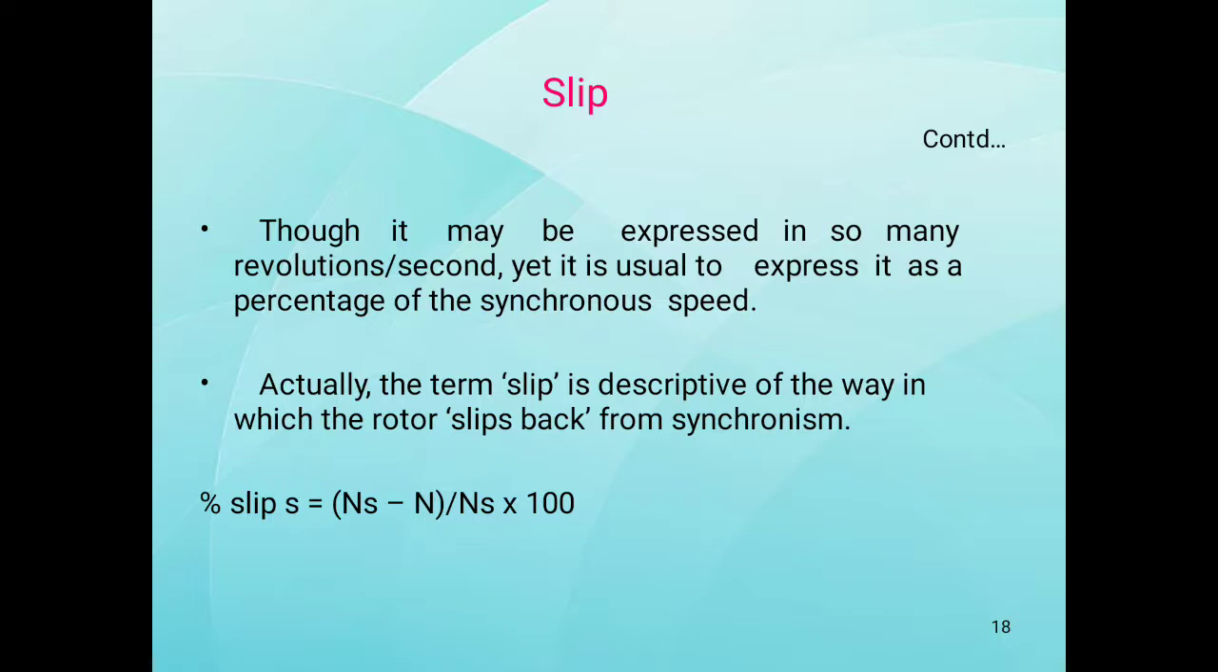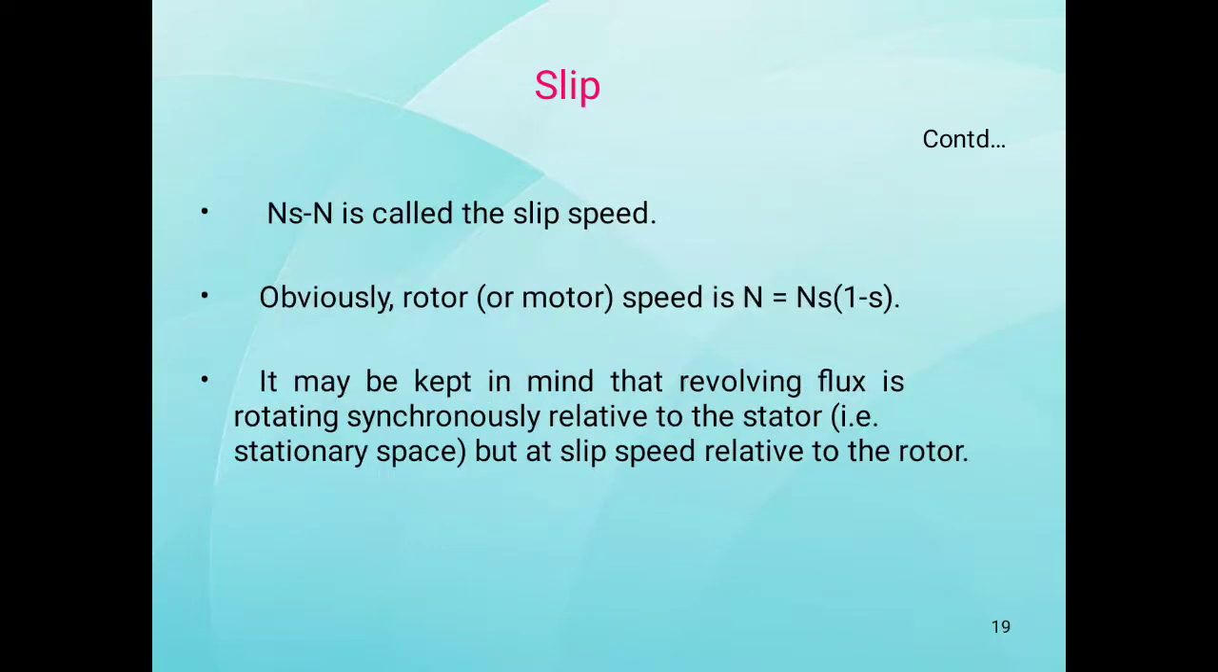The percentage slip is S equals (Ns minus N) by Ns, multiplied by 100. Here, Ns minus N is called the slip speed. Obviously, the rotor speed N is equal to Ns times (1 minus S). It may be kept in mind that the revolving flux is rotating synchronously relative to the stator, but at slip speed relative to the rotor.